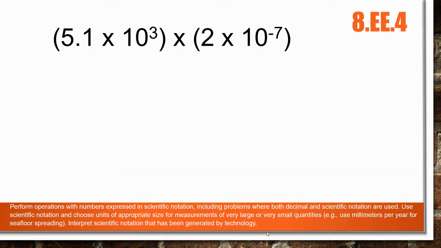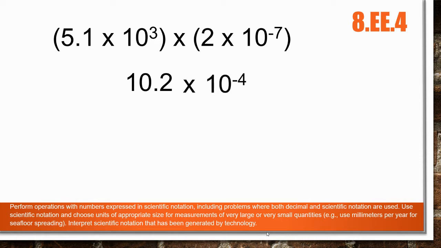Today we're going to look at 8.EE.4, performing operations with numbers expressed in scientific notation. I've already put one here for you: 5 and 1/10 times 10 to the third, times 2 times 10 to the negative 7. Well, let's look at 5 and 1/10 times 2. If you multiply that, and remember, you're allowed to use your calculator, you get 10 and 2/10. All right, well, 10 to the third times 10 to the negative 7th. Remember that when you multiply like bases, you add the exponents. 3 plus negative 7 is negative 4.